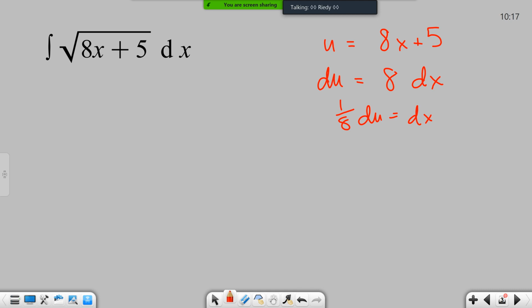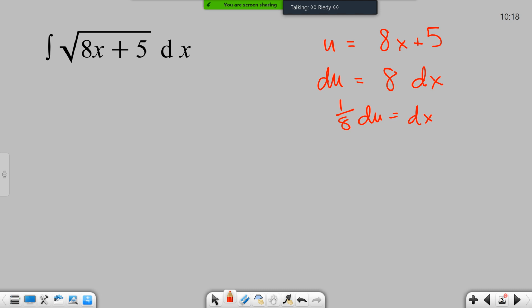Okay, so did I lose anybody yet? Are we good to go? We're good? Where did the du equals 8 dx come from? Did you just take the derivative of 8x plus 5? Yes, sir, I did. But again, since it's implicit, we need to have a du on there and a dx. Okay, how'd you get 1/8 du? I solved for dx, dividing both sides by 8. Oh, okay, all right, good. Everybody else good? Great questions.